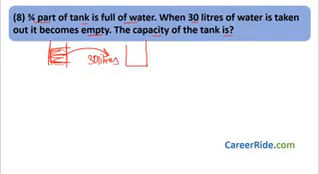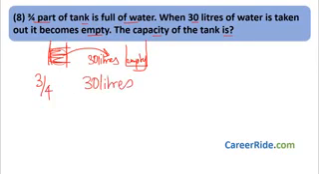When everything is removed, here they removed 30 liters and we got the empty tank, right? This is empty. So this tank is nothing but having 30 liters of water. That means 3/4 part of a tank means 30 liters of water.